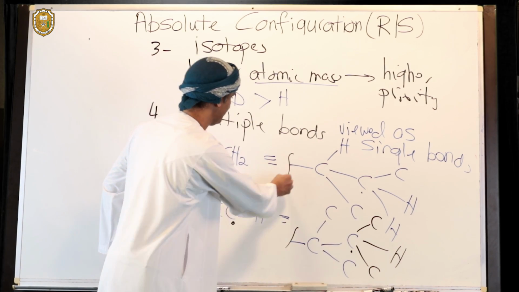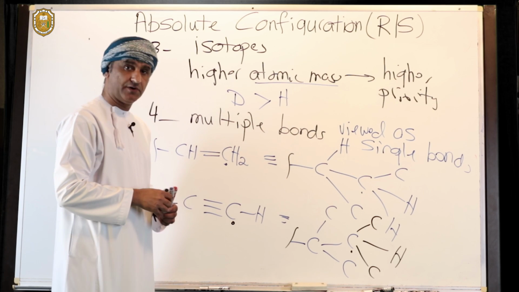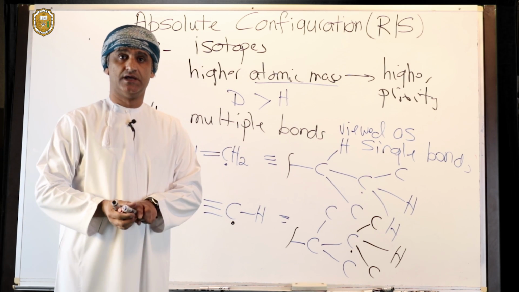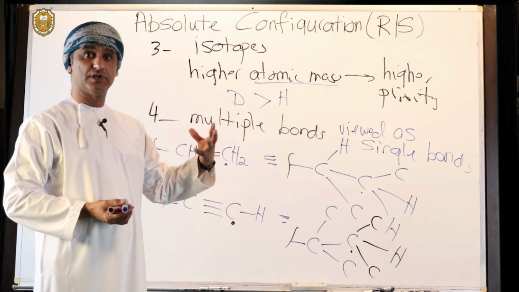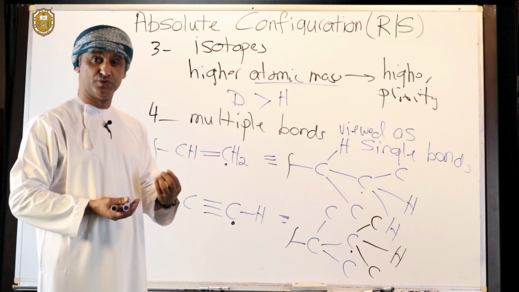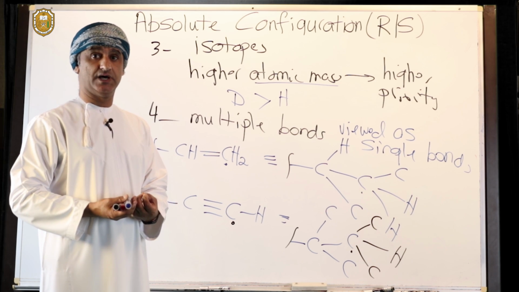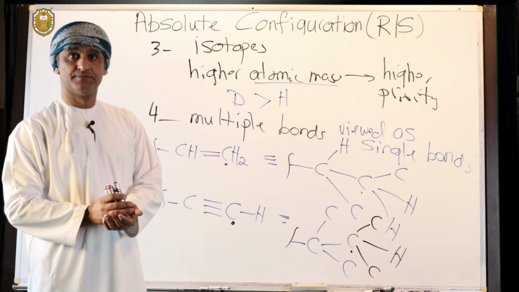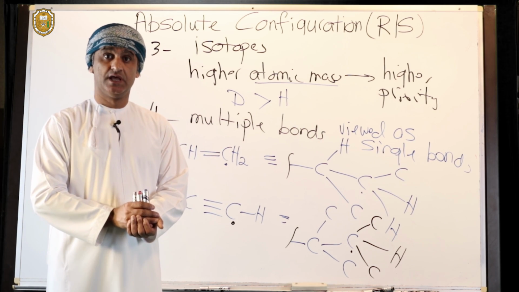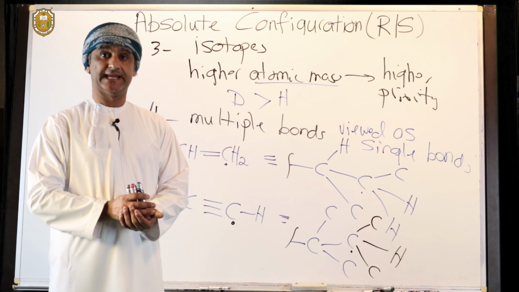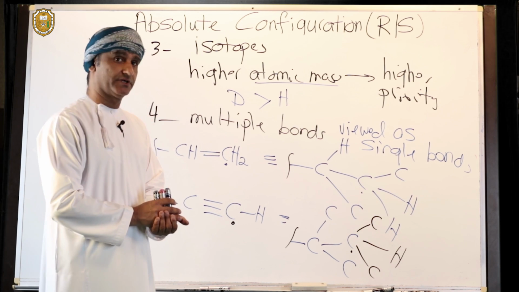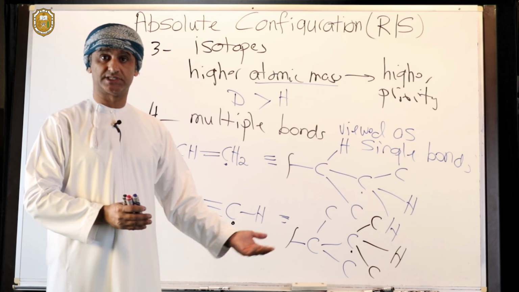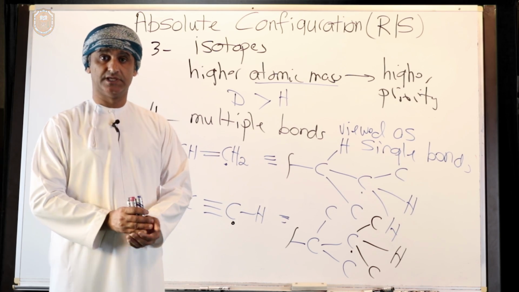So this is how these multiple bonds are detailed, or how they should be viewed or interpreted, if priorities are to be given to groups in an attempt to assign absolute configuration of R and S. We'll take, of course, more examples of multiple bonds in the coming lecture.